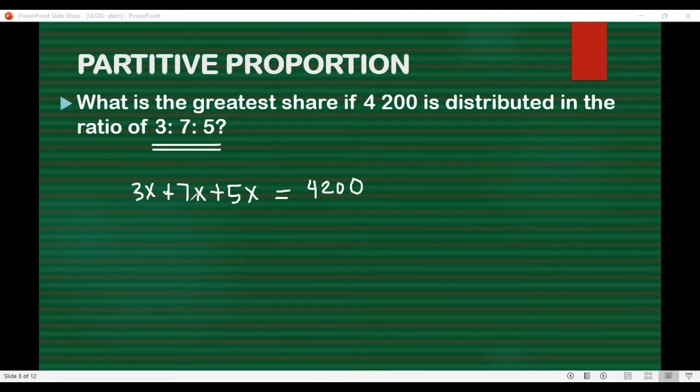Now, adding 3x, 7x, and 5x, the answer that we have is, of course, equivalent to 15x. And that is now equated to 4,200. If we solve for x, we divide this side by 15, and also the 4,200 will be divided by 15, and the value that we are getting for the x in this case is equivalent to 280.